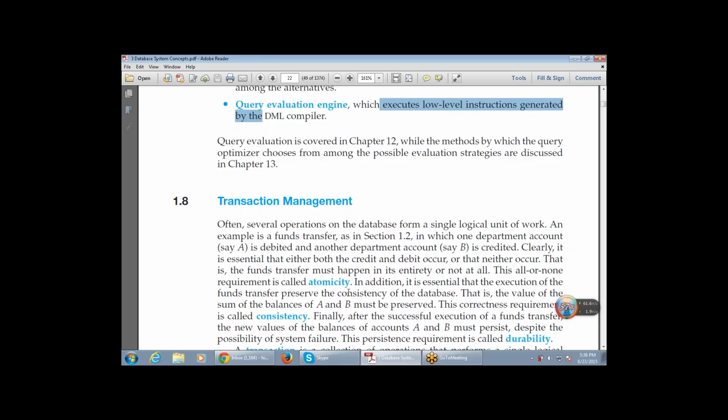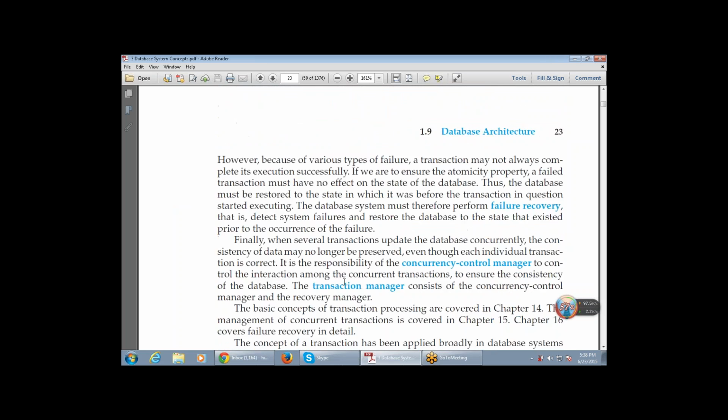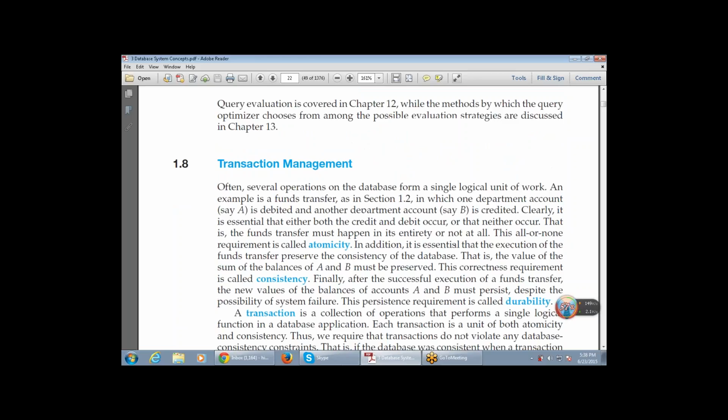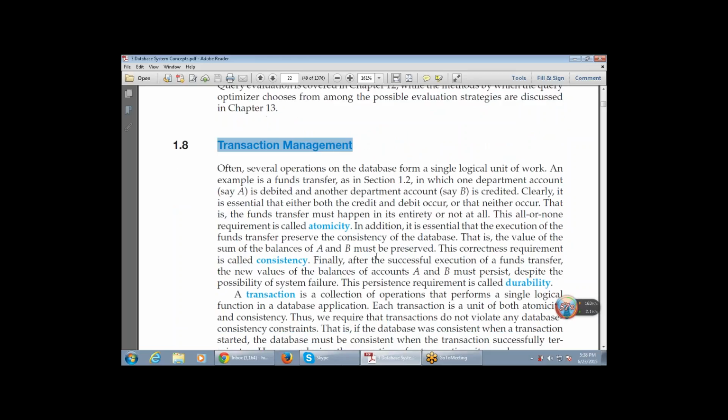Next is transaction management. I'm not going to continue with the transaction management in detail because this is a theoretical topic, so we can continue with this one. Next is transaction management, that is how to manage the transactions, or what are the management capabilities that are used with the transactions.